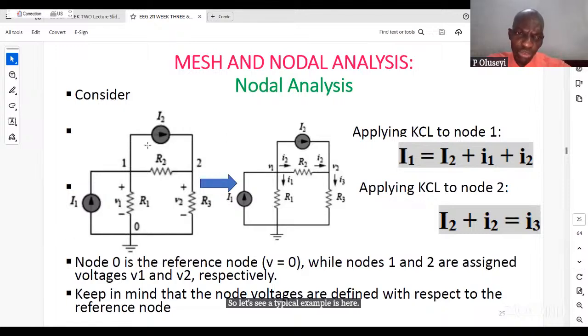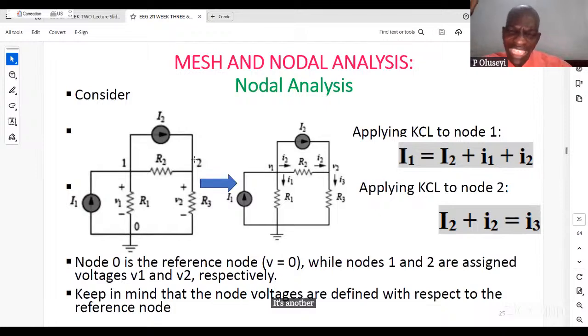We ask that we should consider this circuit. You have I1, I2 as your current sources, and you have a number of resistors there, R1, R2, R3. If you take node 1, node 2, there are 3 nodes here: node 1, node 2, and the one that has the earthing. The one that has the earthing is another node.